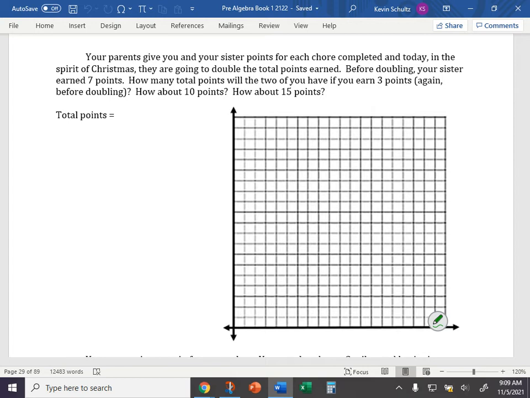Not 7 times 3. Where's the 3 come from? The first one that you're plugging in when you earn 3 points? Remember that they're adding those points together and then doubling it. So normally, if you earn 3 points, you'd have 10, right? 3 plus 7. But in the spirit of Christmas, your parents are doubling it, so you actually get 20, right? So what expression shows adding your points together and then doubling that? Kylie?